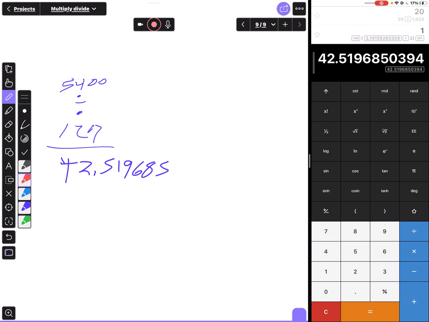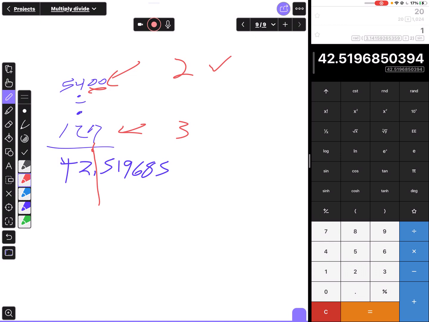Well, if we look, 5,400 only has two significant figures because those two zeros do not count, since there's not a decimal in there anywhere. 127 has three significant figures because 127 is all non-zero numbers. Our answer needs to have two significant figures. So how can we round 42.5 to have two significant figures? We have to round it right here.